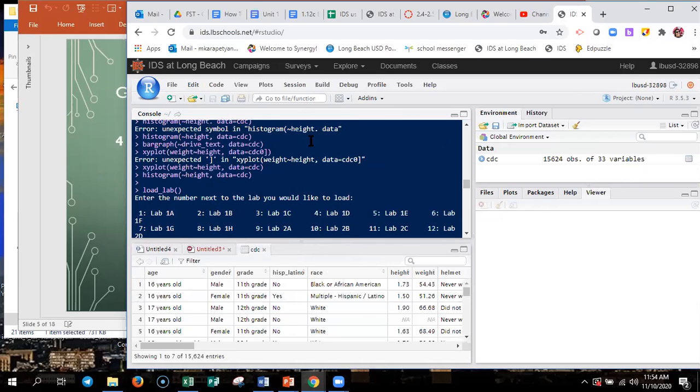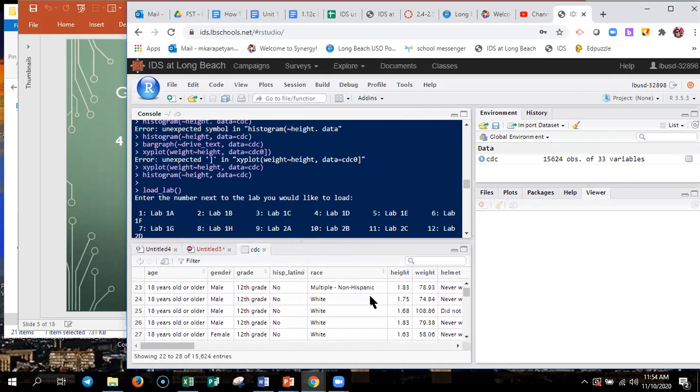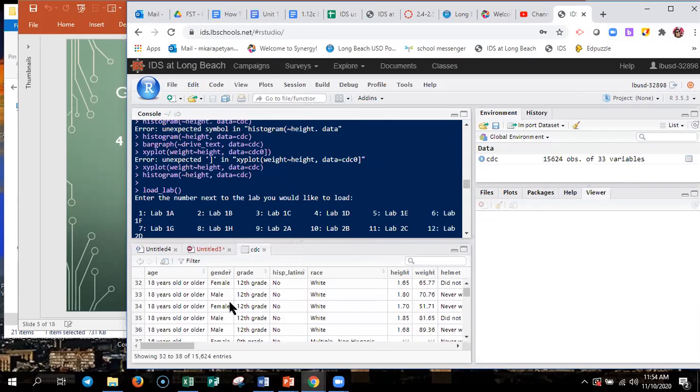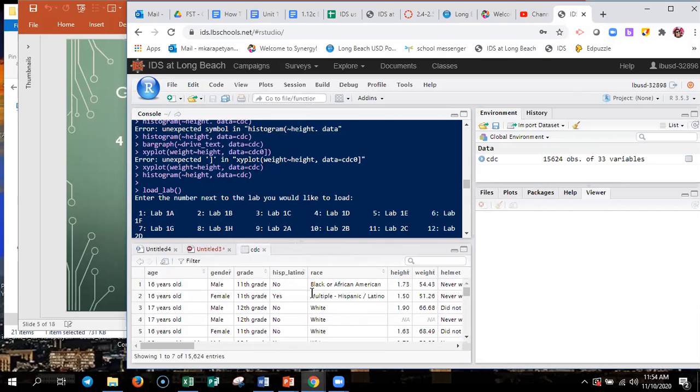Yours might be actually up here. Not sure, so it might have been flipped. You can organize this area in your Rstudio. We can talk about how you organize it later on. But this is my preview area here. You can see all the data that I've put in.